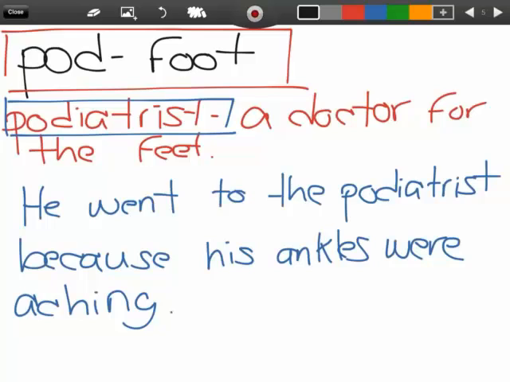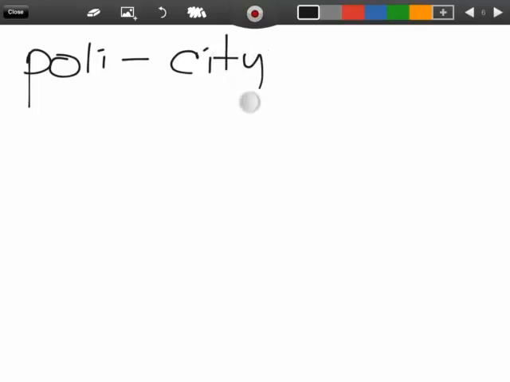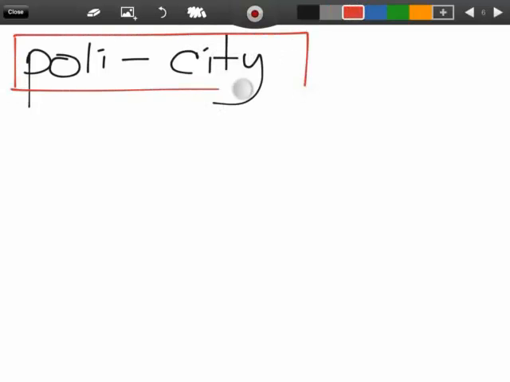Moving on to our next root, poly. Poly is a very common root, so I'm going to underline that for you as well, or put it in a box like this. Poly means city. Actually, I'm going to give you two examples. One of them is going to be metropolis.